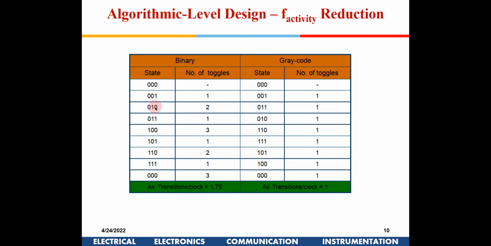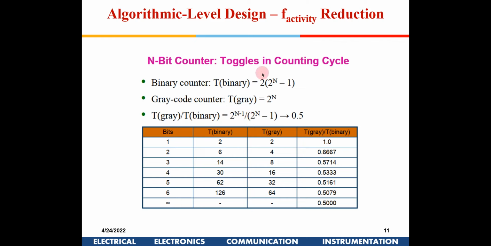This is another example for a 3-bit counter. They have computed the total number of toggles. From here to here there is one toggle. From here to here, if you see, there are 2 toggles. Here there is one toggle. Here all 3 bits toggle. In gray, obviously there is only a single toggle, so the average transition is 1. Here for a 3-bit binary counter, if you take the average transitions per clock, it comes out to be 1.75.